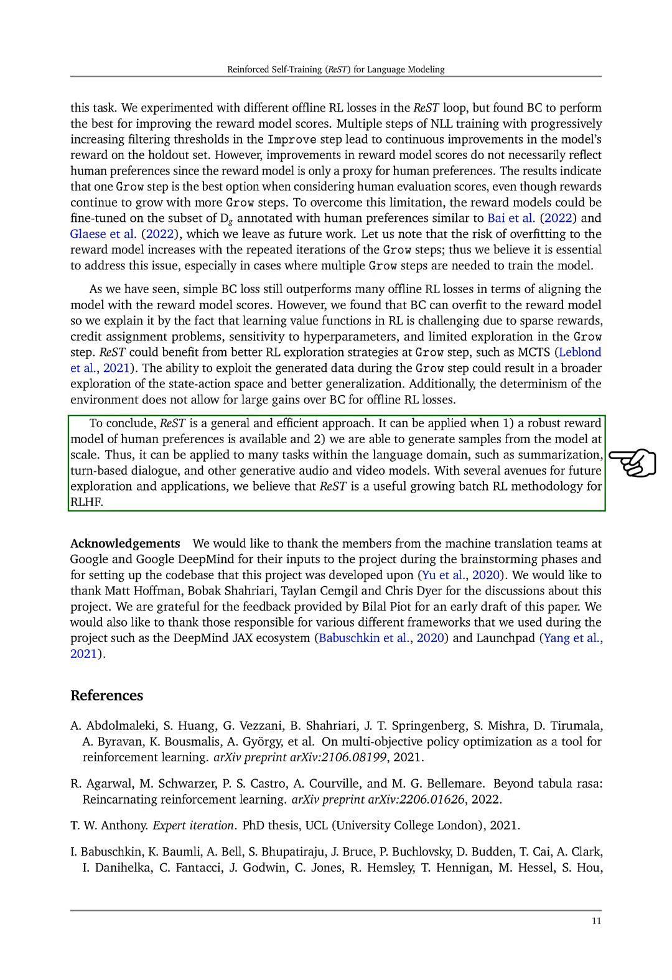In summary, ReST is a general and efficient approach that can be applied when a robust reward model of human preferences is available and we can generate samples from the model at scale. Thus, it can be applied to many tasks within the language domain, such as summarization, turn-based dialogue, and other generative audio and video models. With several avenues for future exploration and applications, we believe that ReST is a useful growing batch RL methodology for RLHF.